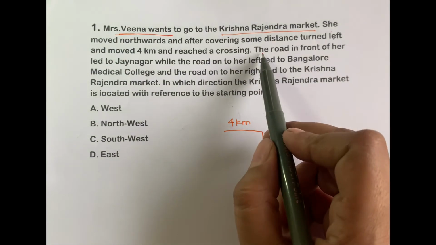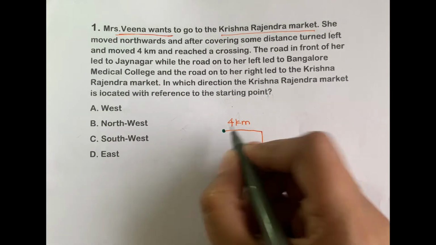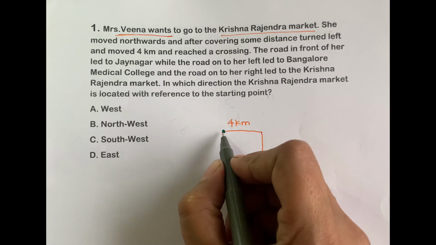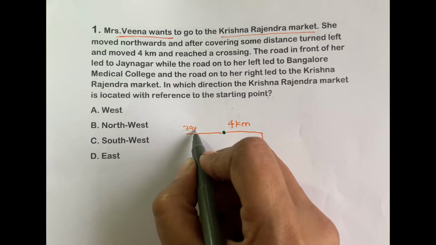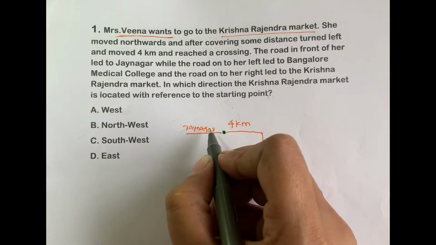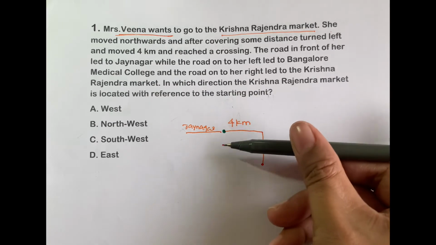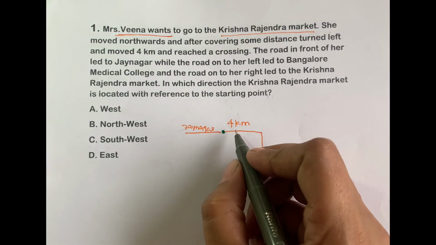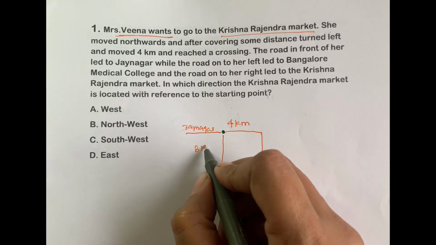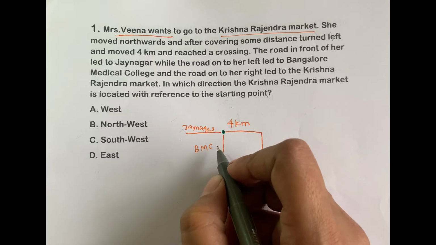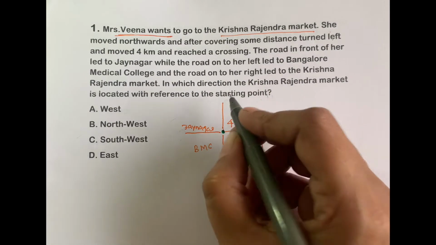Okay. So next, the road in front of her led to Jayanagar. It means that here there is a crossing, and the road in front of her leads to Jayanagar. Then the road on her left: Veena is facing this way, so which is the left? This is right and this is left. The road on her left led to Bangalore Medical College. So here is BMC, Bangalore Medical College, and the road on her right led to Krishna Rajendra Market. So this leads to the KR Market.